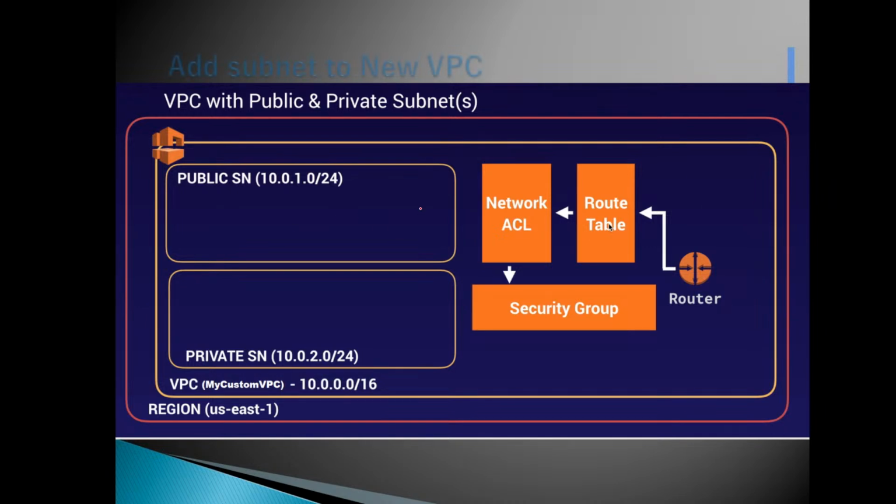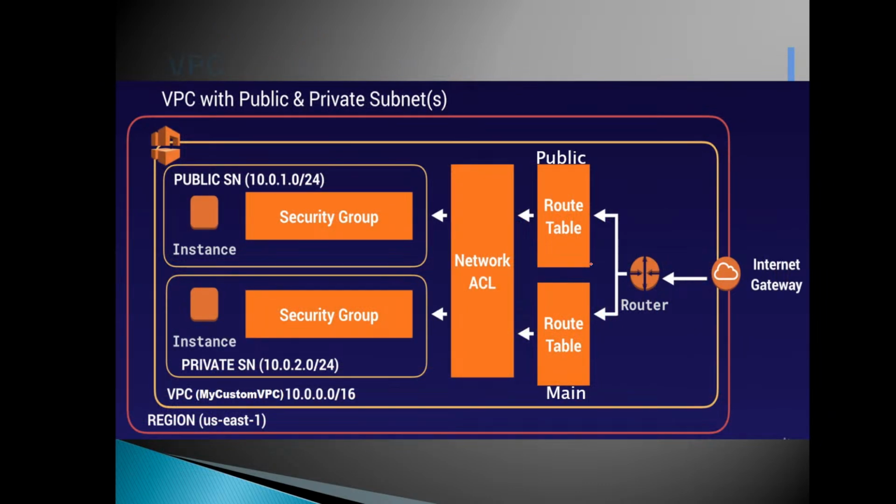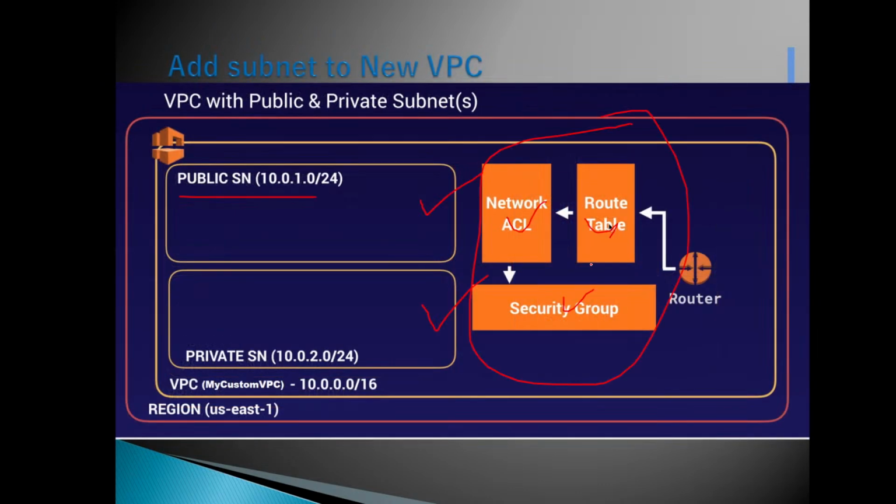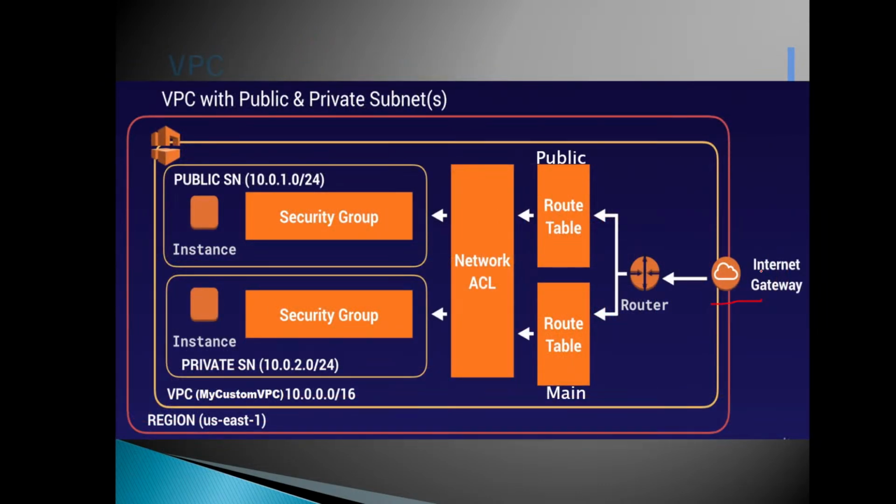Now we have created 2 subnets, public subnet and private subnet. We haven't enabled public access right now. We have named them public and private. And the NACL, route table and security group are there already. These are the default ones. Now after this, the next step is to create an internet gateway.